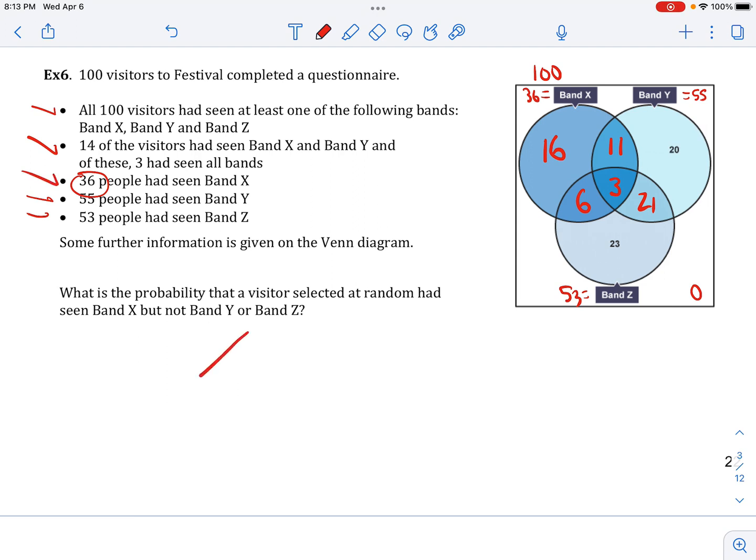Okay, what's the probability that a visitor selected at random? Okay, so that's out of 100. What's the probability that, and they ask about this one because this is the most interesting one of the whole day on that.